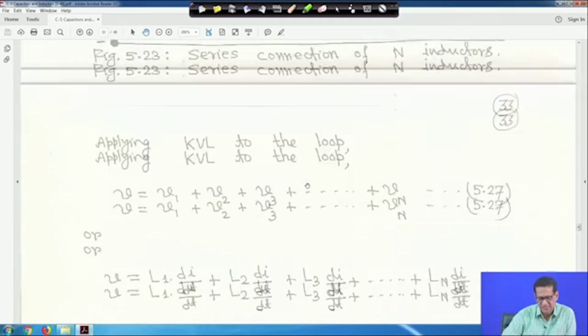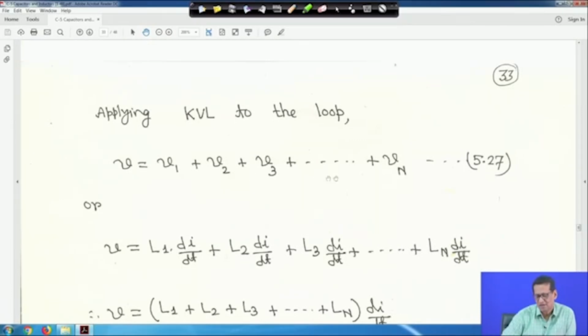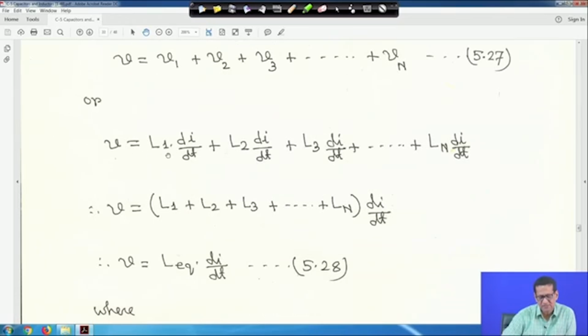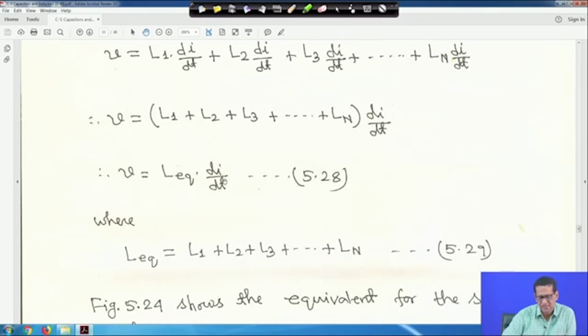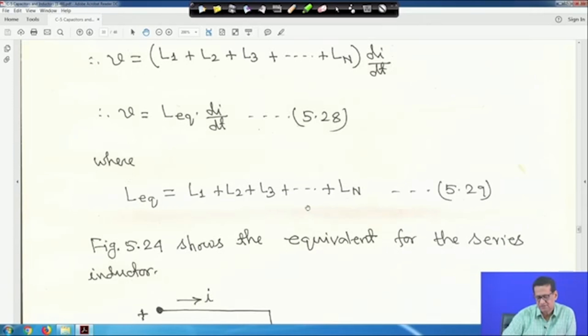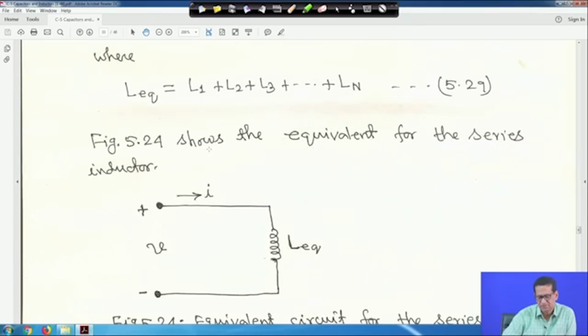So, you apply KVL, then you write V is equal to V1 plus V2 up to Vn, summed up, this is equation 27. Or V is equal to L1 di by dt plus L2 di by dt plus L3 di by dt and so on up to Ln di by dt, right. You take L1, L2, L3 common, so it will be into di by dt. Or V is equal to Leq di by dt, this is equation 28, where Leq is equal to L1 plus L2 plus L3 up to Ln, equation 29, right. Therefore, this equation shows the equivalent for series inductors.